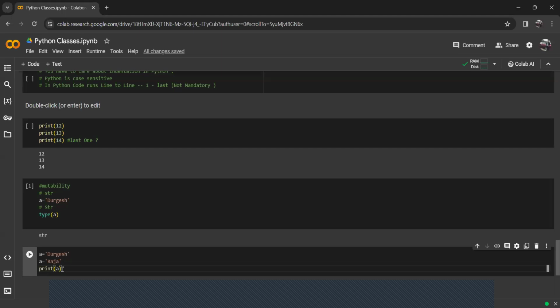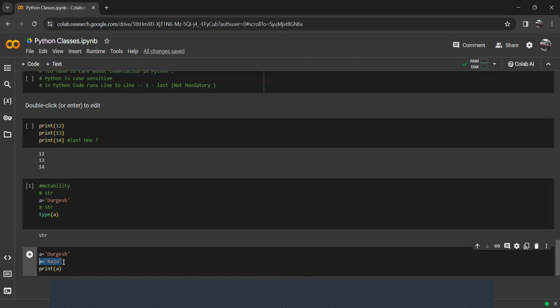Yes or no? So if A is equal to Durgesh, you are able to store it. Now in the second line, A is equal to Raja. So you have replaced it by defining it at the same point of time. You are not doing any manipulation. What you are doing is you are again defining it. So first it is defined as Durgesh. In the second line, it is defined as Raja. So the output will be Raja only because the last line will be seen.